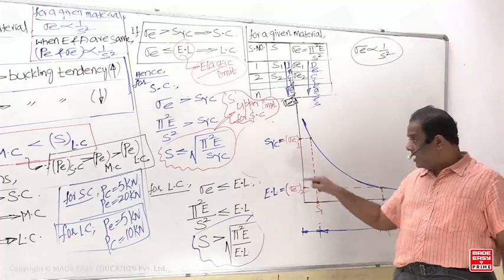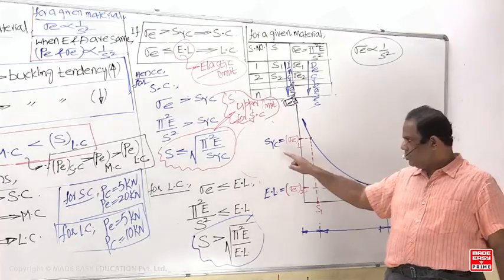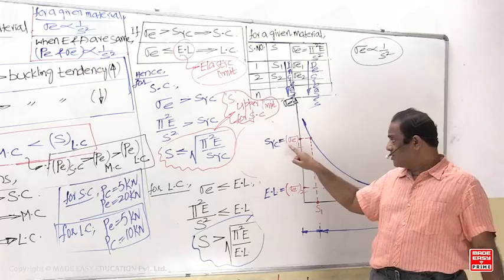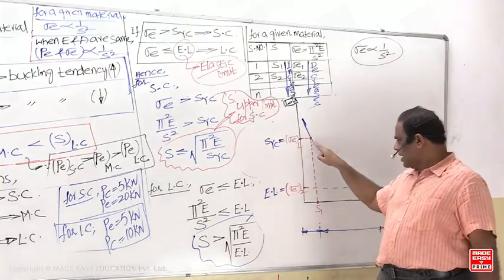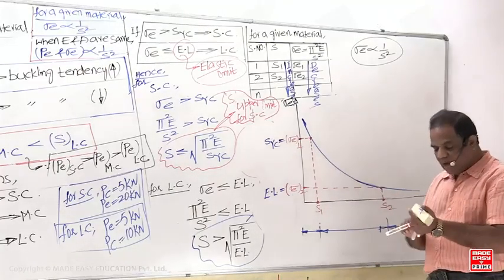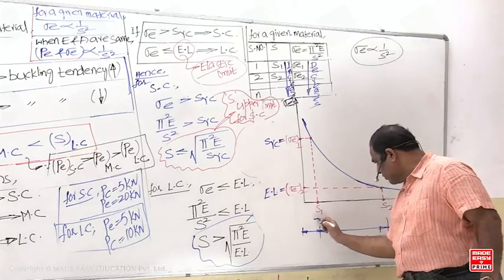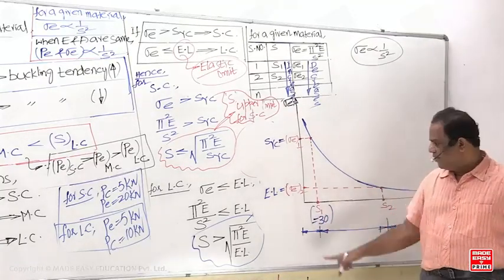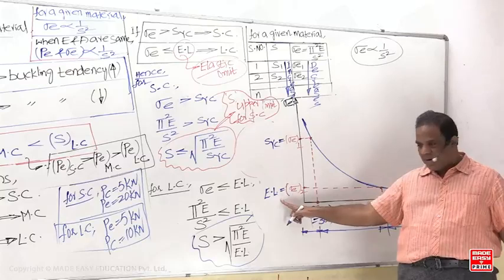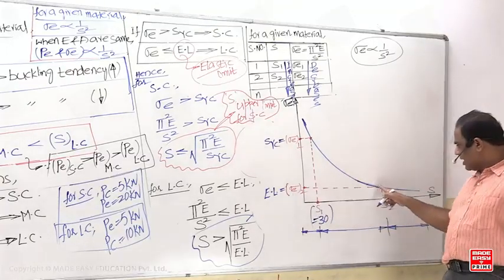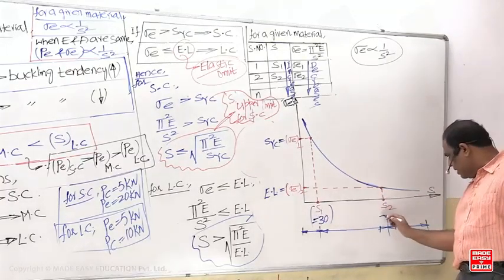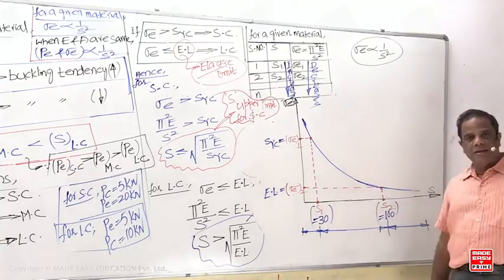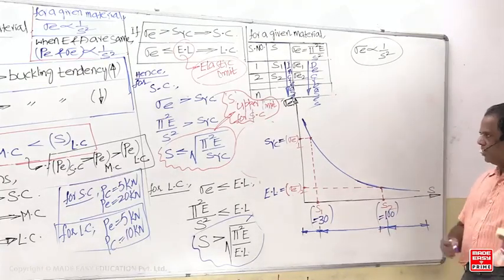Now, if I take the steel SYC and draw a horizontal line to intersect, how much will you get in the case of steel? It will be 30. And if I take the steel elastic limit, the corresponding x coordinate will be 100. This is for steel. If I change the material, this will change again.